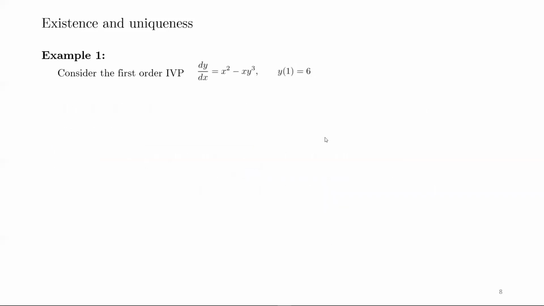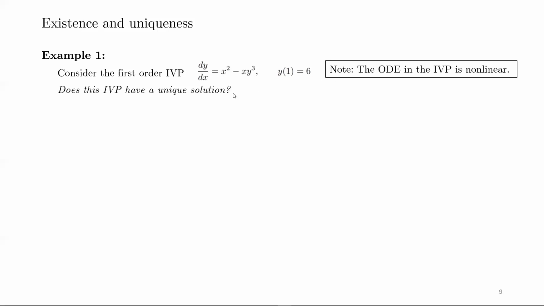Okay, so example 1, we're going to look at this first order initial value problem here. So notice that again, y is the dependent variable here. y is not linear on this right hand side. We have a y cubed. So this is going to be a non-linear first order ODE supplemented by an initial condition to form an initial value problem. So the initial condition is x is equal to 1. When x is equal to 1, y is equal to 6. Okay, so the question is, does this initial value problem have a unique solution?